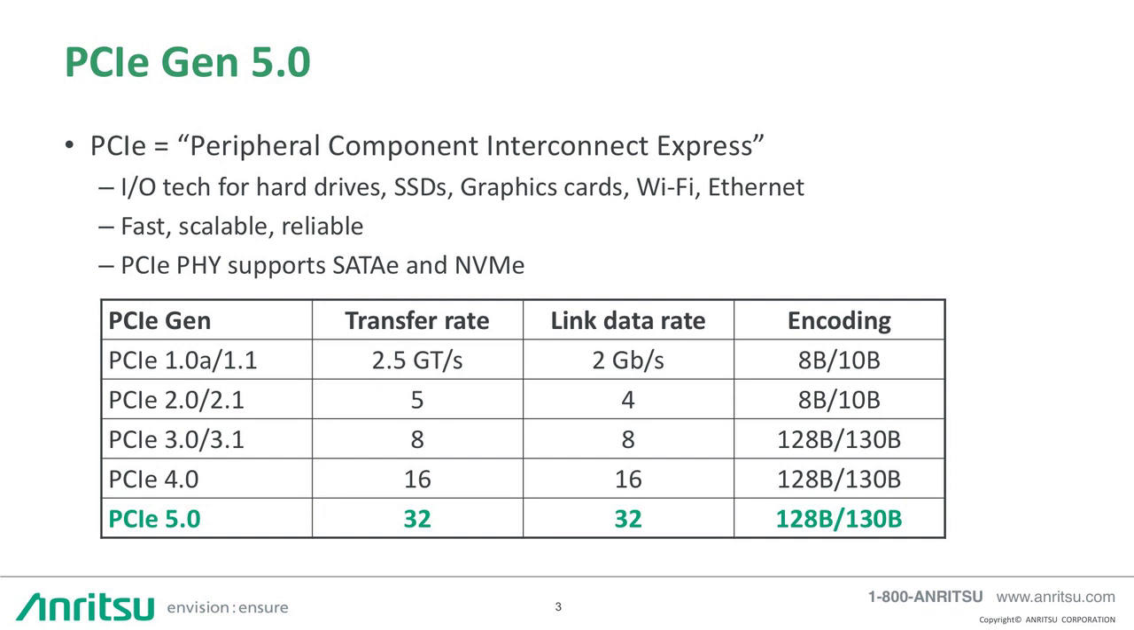This table shows the evolution of PCIe data rates. The fifth generation, PCIe 5.0, doubles the throughput from the previous generation, PCIe 4. Notice that PCIe distinguishes the raw transfer rate in gigatransfers per second from the linked data rate in gigabits per second. It's really nothing, just nomenclature.